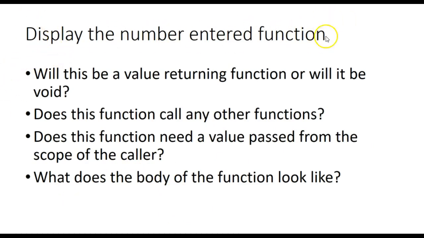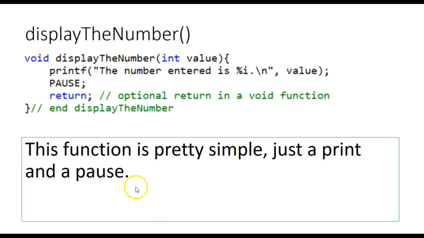So we're going to make the assumption that somebody's already entered a number, and now we need to display it. So again, if we're on site, we would be discussing this, and hopefully we would come to the conclusion that this is pretty simple. The body of this function contains just a print and a pause, and for display number to work, it's a void function because it's only displaying, and it needs a value passed from the scope of the caller, which would have been that number someone entered, and it echoes it back out to the screen.